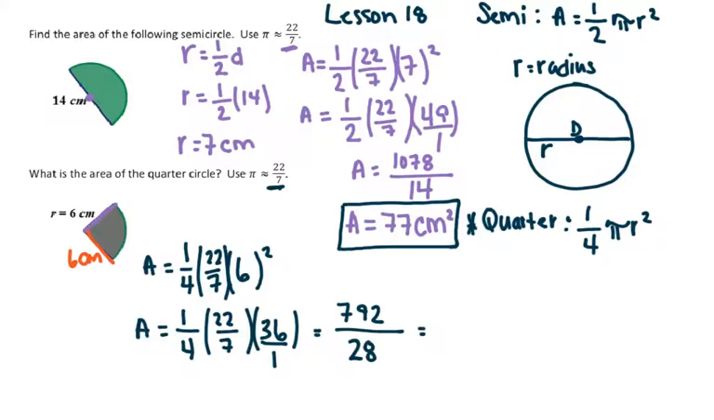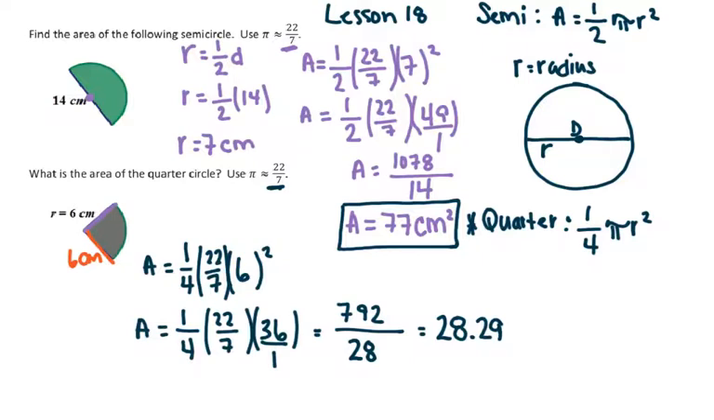And so I'm going to see how many times 28 goes into 792. And so when I figure that out, 28 does not go into 792 an even amount of times. So I have a remainder. So we're going to write that as a decimal. So 792 divided by 28 gives me 28.285. And so I'm going to round that 8 up to 9. So I'm going to represent the area of my quarter circle as a decimal this time as 28.29.